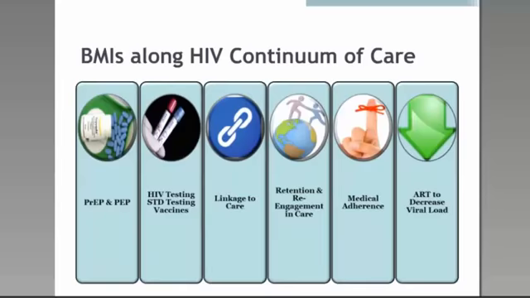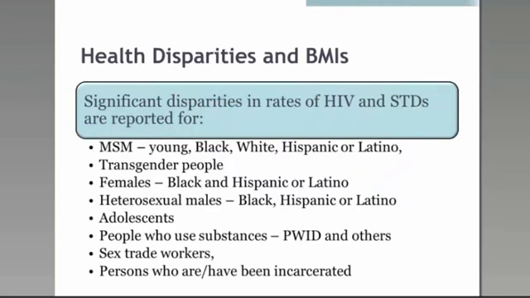I just want to mention what this has to do with disparities. We all have been working for many, many years in HIV prevention, and in spite of a lot of effort and many effective interventions, health disparities in terms of rates of HIV and STDs persist. And the BMIs really have the potential to significantly reduce these disparities. The populations for which there are disparities in STD rates and HIV are listed here, but I, of course, want to focus on the first two. MSM, and in particular, we know disparities are highest for young men of color who have sex with men. Also, in terms of transgender people, disparities are highest for young transgender people.